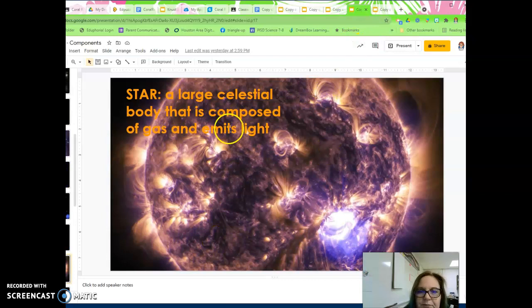A star is a large celestial body that is composed of gas and emits light. So it's producing through fusion its own light and heat. So the gravitational force is pulling all of that gas in to the point where the nuclear fusion is happening, and that's how it's producing that light and heat.